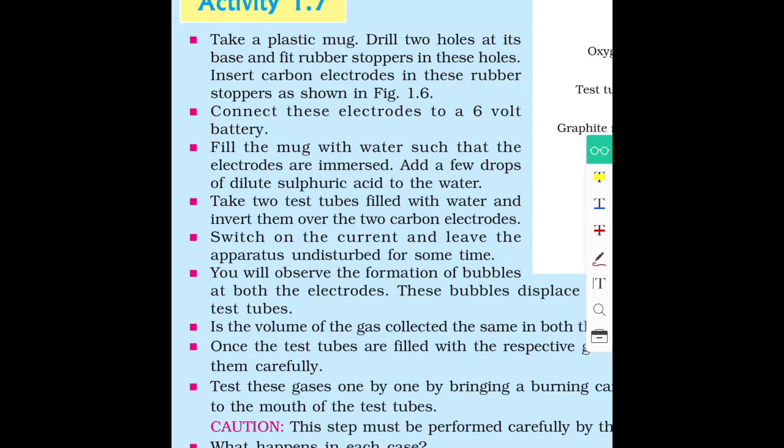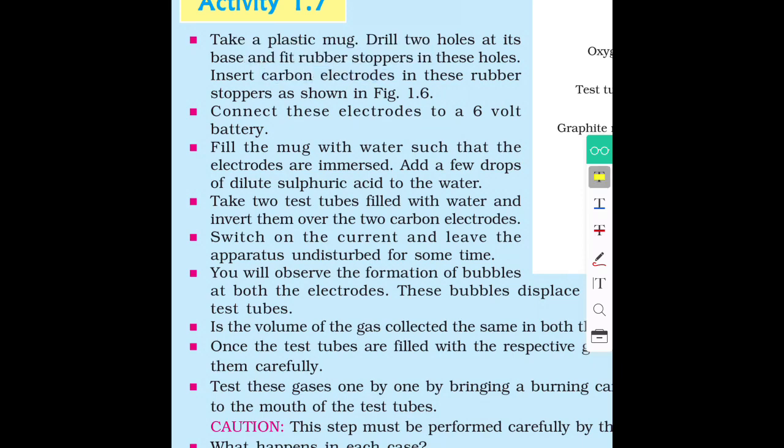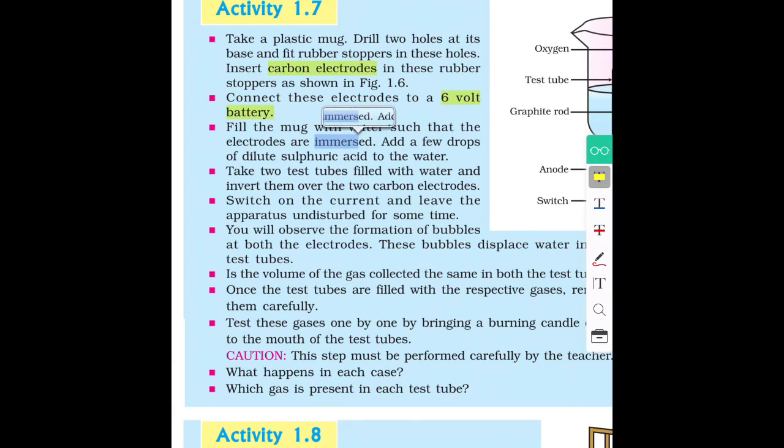Take a plastic mug, drill 2 holes at its base and fit rubber stoppers in these holes. Insert carbon electrodes in these rubber stoppers. Graphite is an allotrope of carbon. Connect these electrodes to a 6-volt battery. Fill the mug with water such that the electrodes are immersed. Add a few drops of sulfuric acid to the water. Take 2 test tubes filled with water and insert them over the 2 carbon electrodes. Switch on the current and leave the apparatus undisturbed for some time.